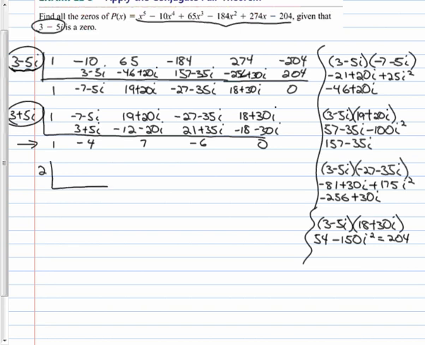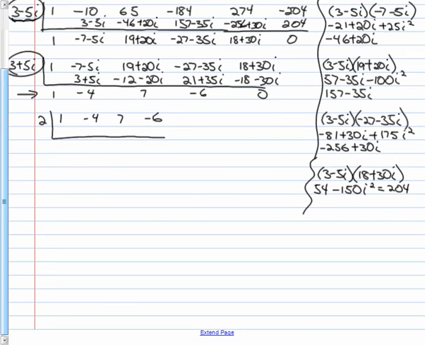I use that reduced polynomial here, the 1, the -4, the 7, and the -6. I don't have to string it out so much because I don't have these complex numbers. 2 times 1 is 2, there's -2, there's -4, there's 3, there's 6, there's 0. Sure enough, 2 works as well. Can you write this polynomial now? X squared minus 2x plus 3.